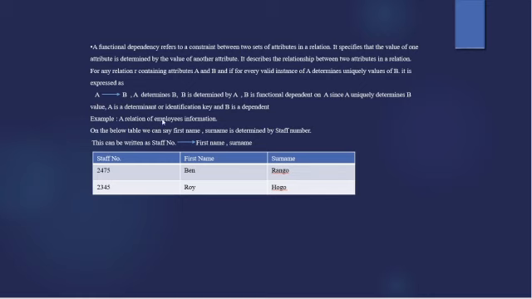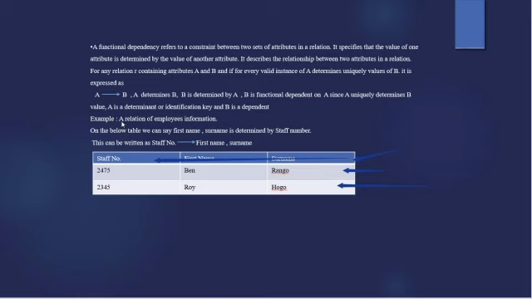On this table, staff number, first name and surname are called attributes, and these ones, Ben, Roy, 2475235, Rango, Hogo, are what we call instances or values of attributes. Staff number, first name and surname are the attributes, and these ones are the instances of attributes on the top: surname, first name, and staff number.